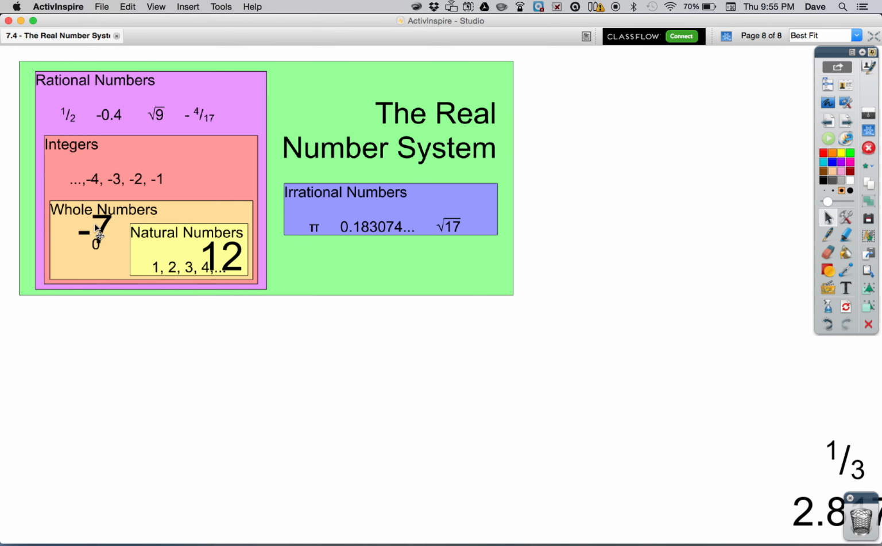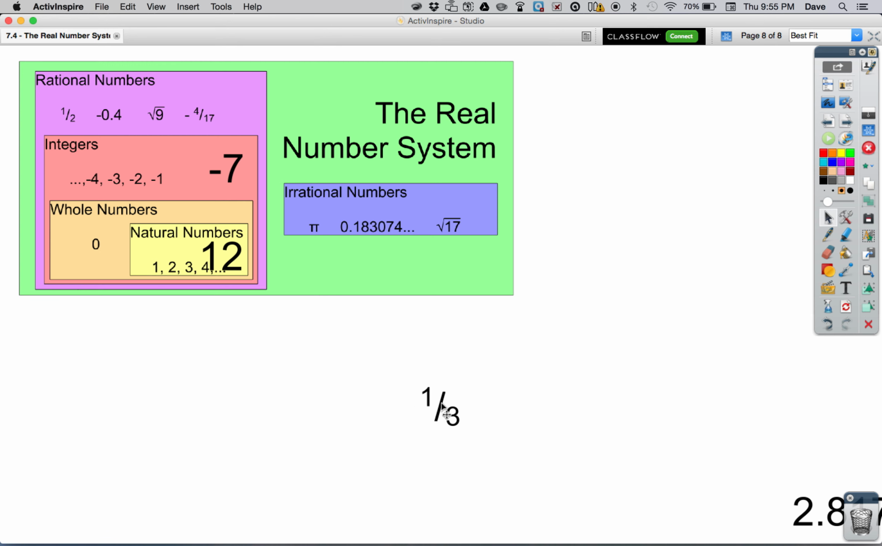No. Okay, because whole numbers and natural numbers don't include the negatives. We don't start including the negatives till we hit integers. So the deepest I can take this into my chart is into integers. So we would consider negative 7 a rational number and an integer, but not a whole number and not a natural number.